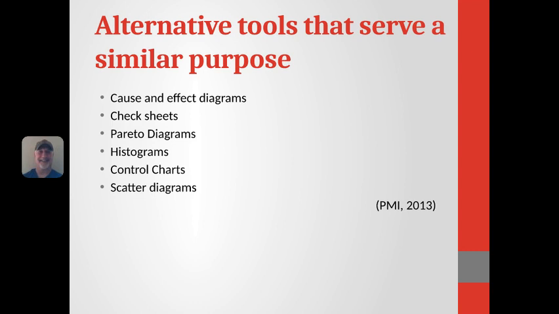Pareto diagrams are vertical bar charts that identify problems. Histograms identify the central tendency, dispersion, and shape of a statistical distribution. Control charts are used to identify the stability of a process. And scatter diagrams, also known as correlation charts, identify the correlation of dependent and independent X and Y variables.